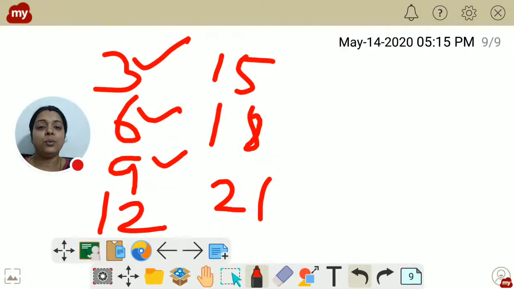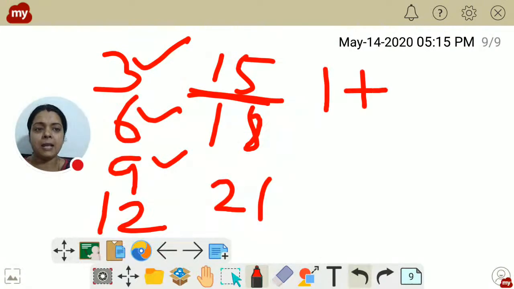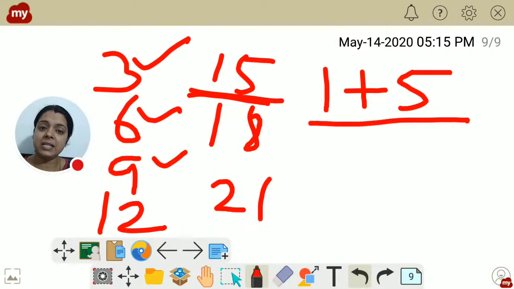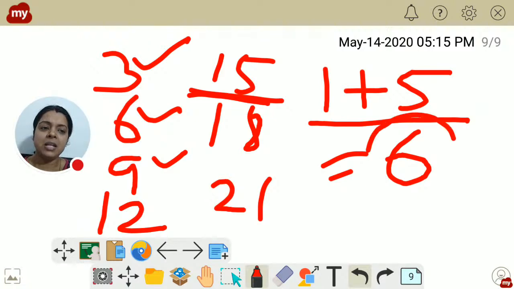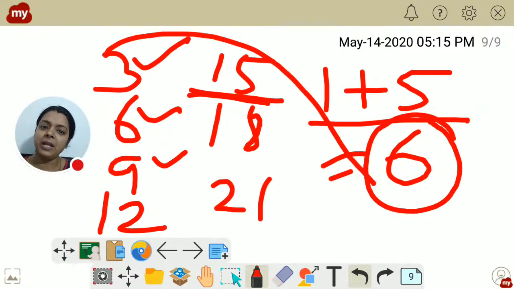Let's see how. The question is about a 2 digit number, 15. What I did was add up the digits: 1 plus 5 is 6. The answer comes 6. And 6 is divisible by 3, right? That means the sum of the digits is divisible by 3.